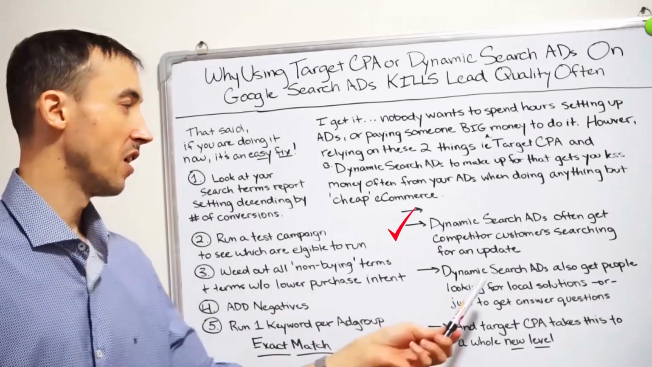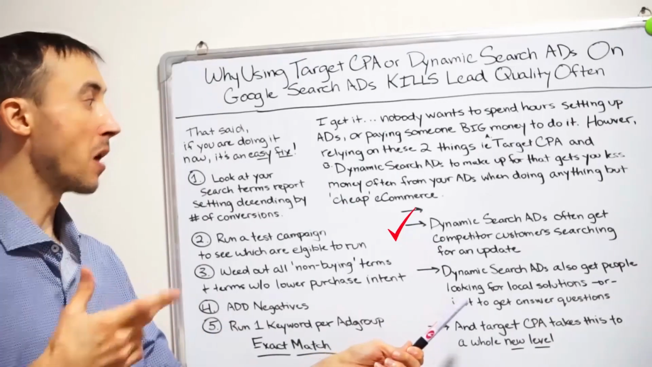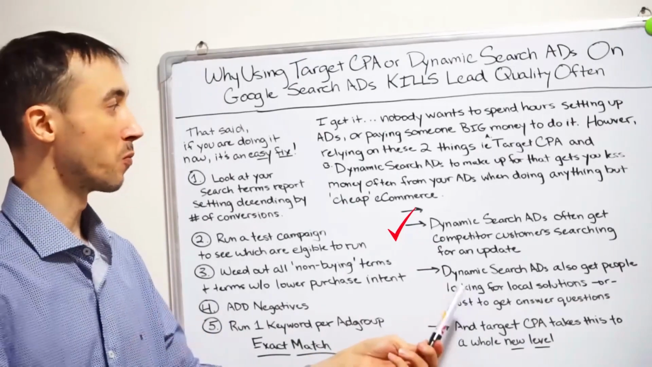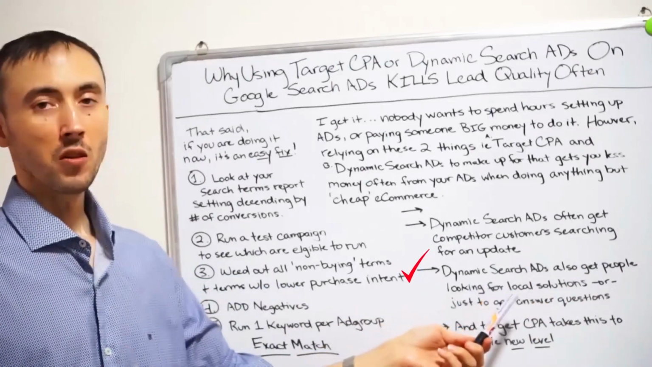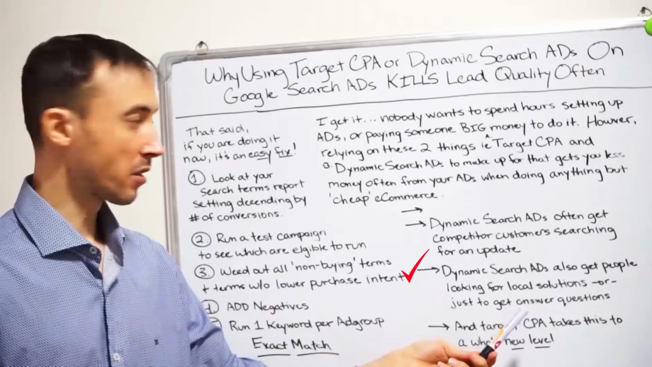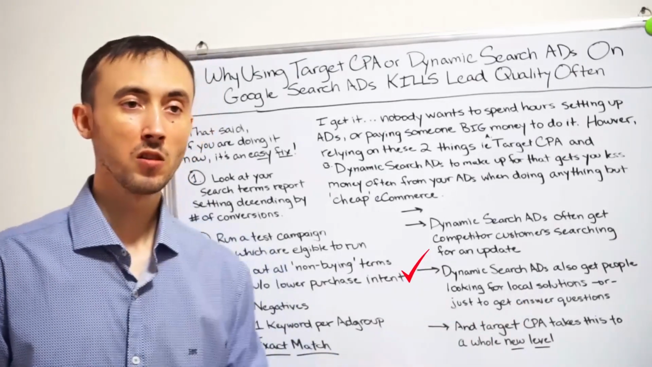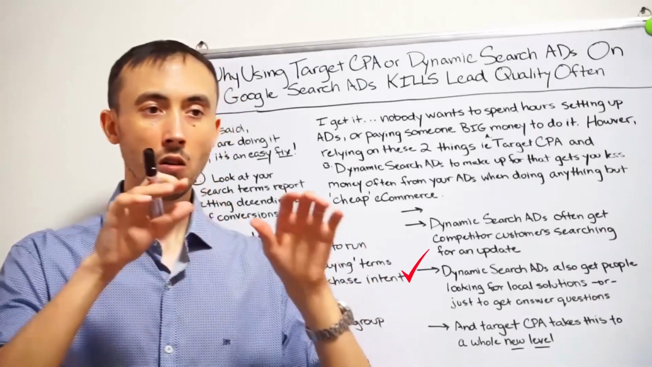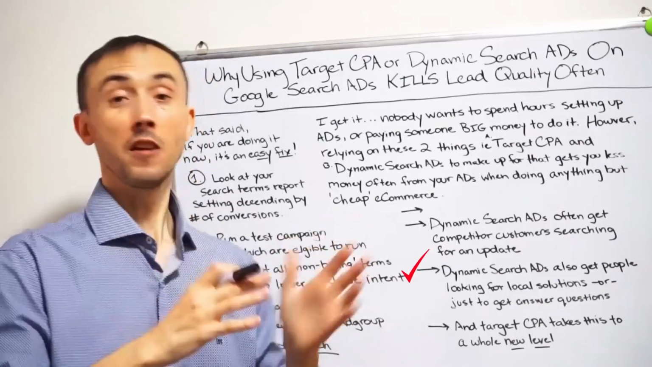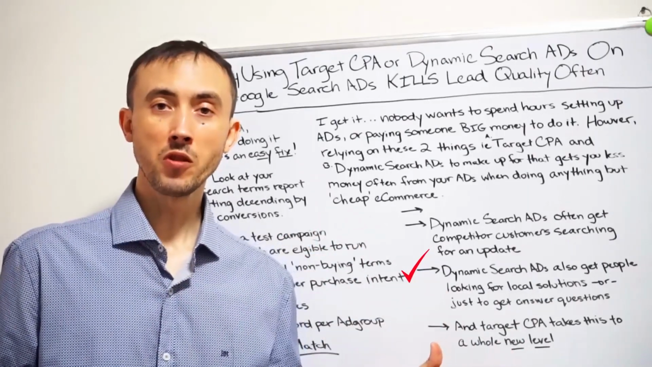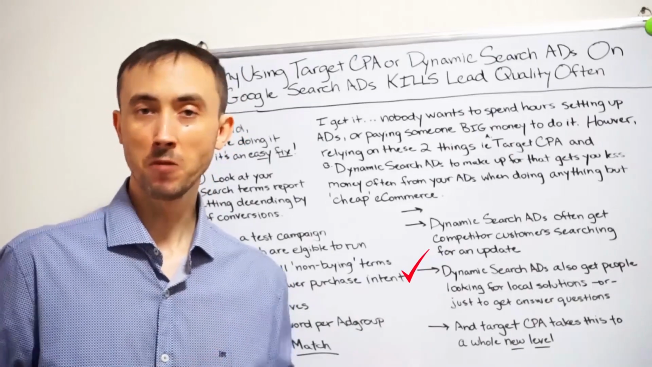Anyway, moving on, there are other things, though the competitor one is a big one. I don't know if it's the biggest, but it's probably the biggest. Dynamic search ads will also reel in people who are looking for local solutions. So they'll look for local designer shoes because they need the shoes for the wedding this weekend. They're not going to buy from your site.